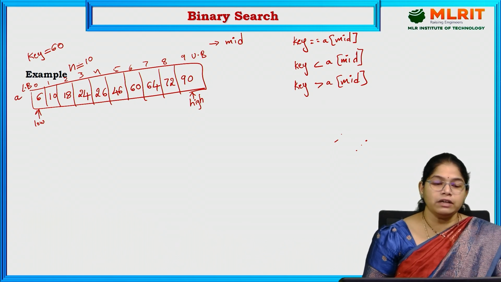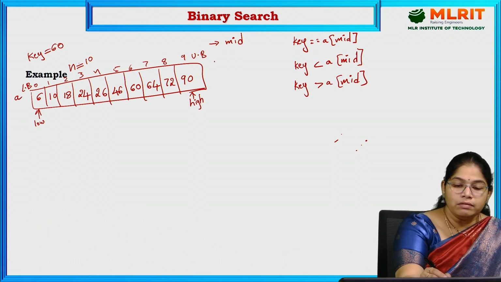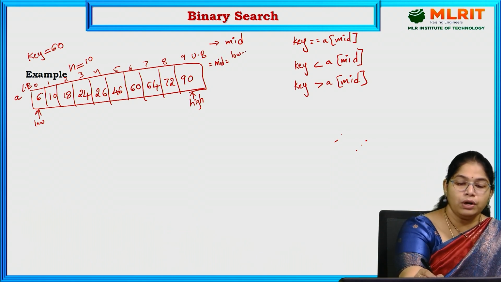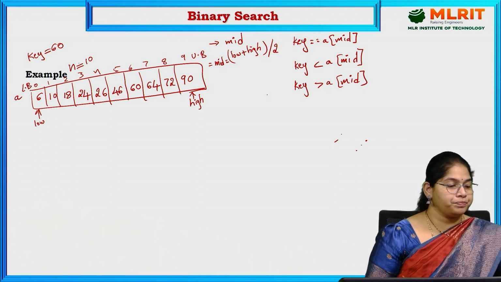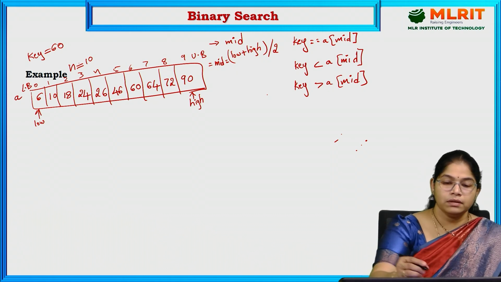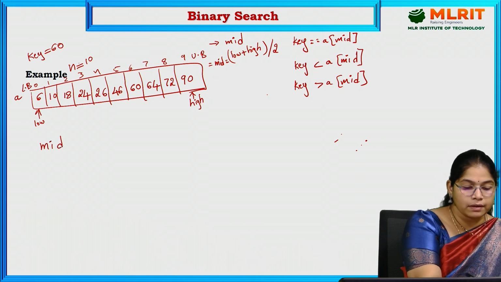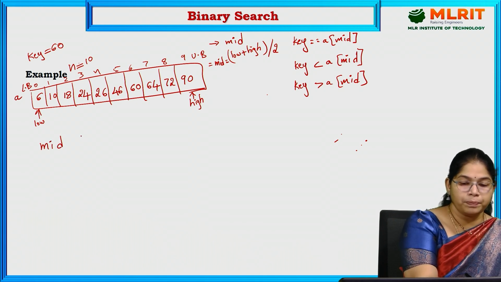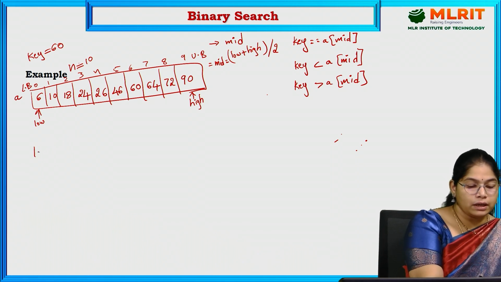Now the first thing we have to find is the mid value. How to calculate the mid? Mid is equal to low plus high by 2. Low plus high by 2. So here I am writing the mid value: low, high and mid.